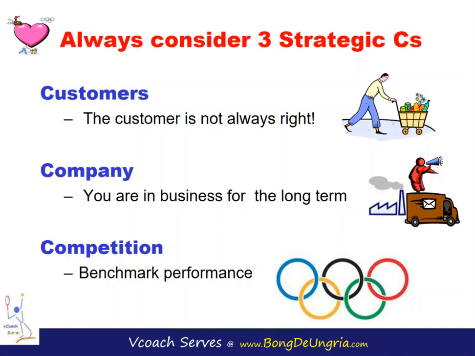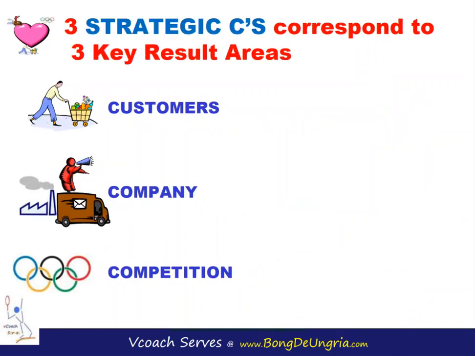Now, the other thing with the three strategic C's is they correspond to three key result areas. Okay. First, how do we know if we're satisfying the customers? Think about it. How do you know if your customers are satisfied? Do you ask them? Do a survey? Well, the true test of customer satisfaction is not the sale, it's actually repeat sales.